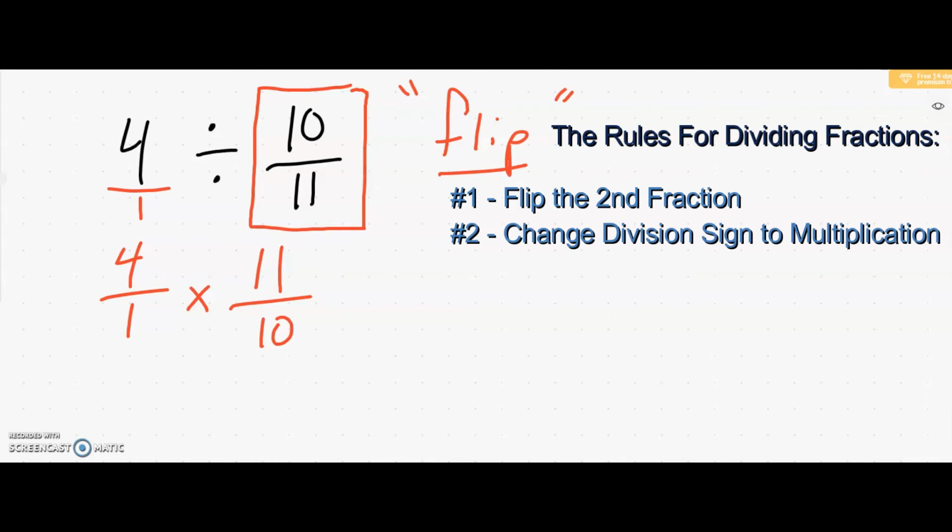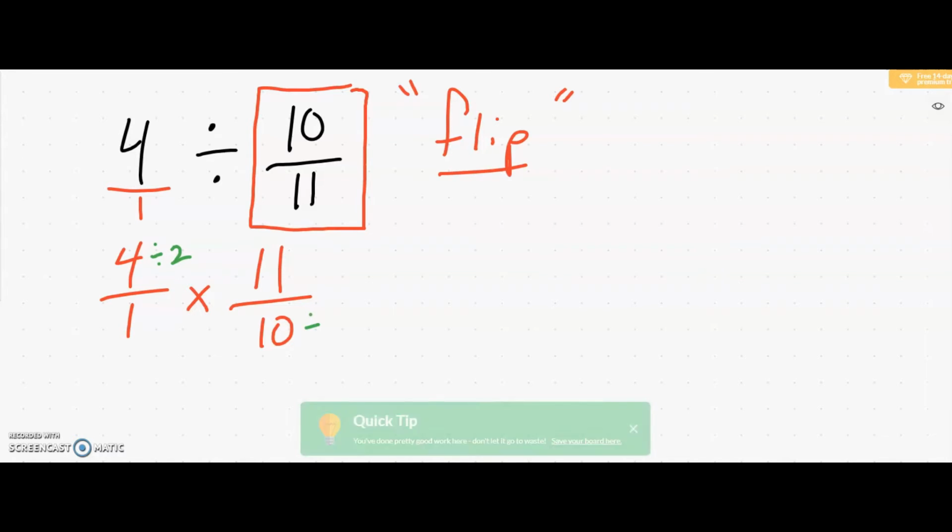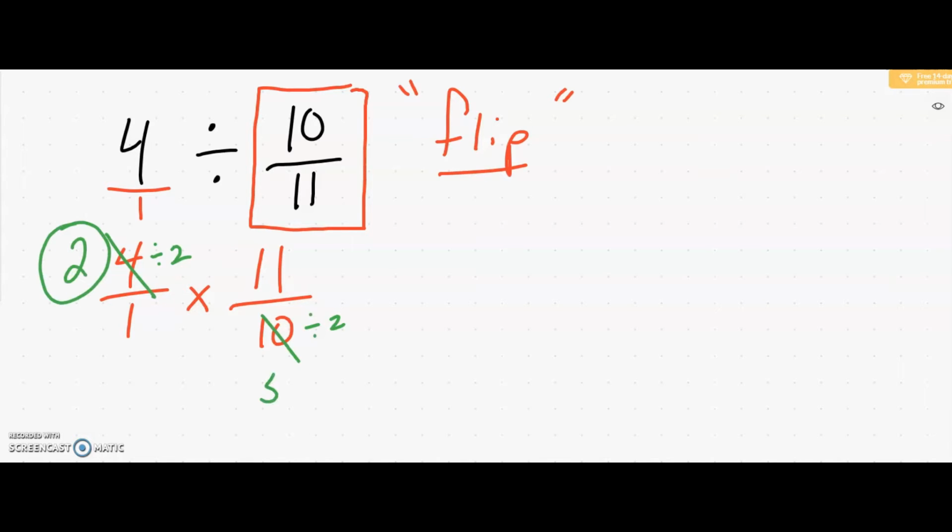So what you now have to do is look to cross reduce like you were taught earlier when you multiplied fractions. We're going to take the 4 and divide by 2, and we're going to take the 10 and divide by 2 because we're cross reducing. So you're cutting it in half. Half of 4 is 2. Half of 10 is 5. And I'm left with the 11 and the 1, which I can't do anything with.